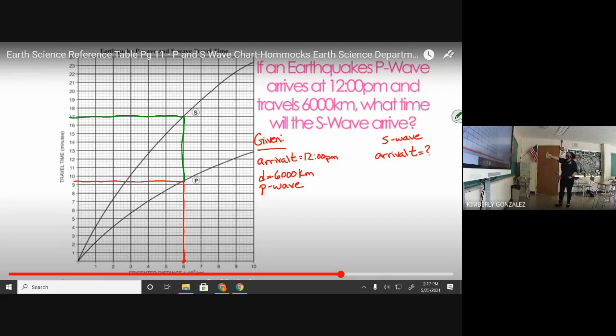Now, this is where everybody gets it wrong. Aren't we supposed to find the origin time? Yeah, you don't have to. So the steeper the line, the slower it is? The steeper the line, the slower it is. Yes.